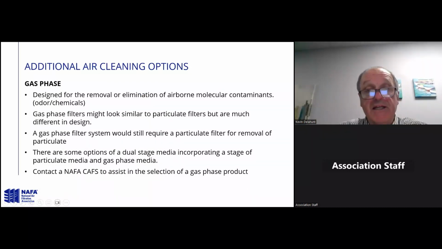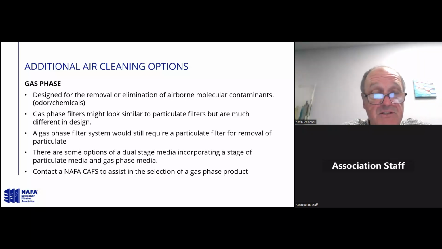For additional air cleaning options, we looked at gas phase. Gas phase is going to look similar to a mechanical filter, but it's designed to remove odors and gases from spaces. We get a lot of calls. As mentioned earlier, we're going through probably the worst fire season I've ever seen in Western Canada. We've had fire days that are poor air quality days in May, June, July, and August, and it looks like we'll have them again in September.